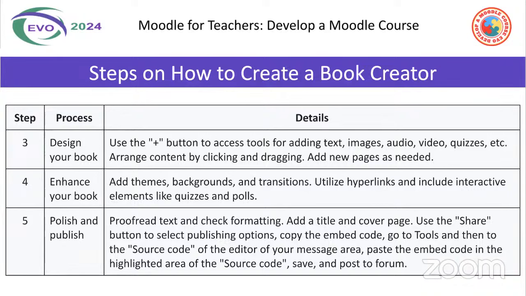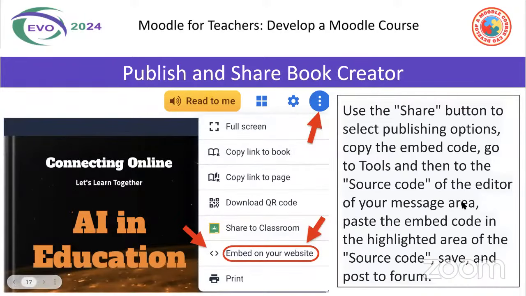And then you go to the tools in the Moodle course, and then to the source code of the editor. And I'm speaking about TinyMCE, not Atto. With Atto, it's called embed code. In your message area, paste the embed code in the highlighted area of the source code, save and post to forum. That easy. And this is what it looks like.